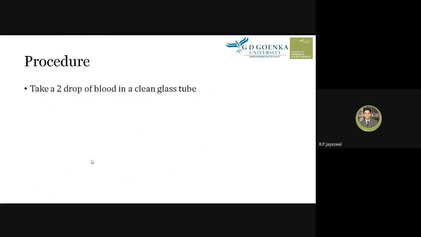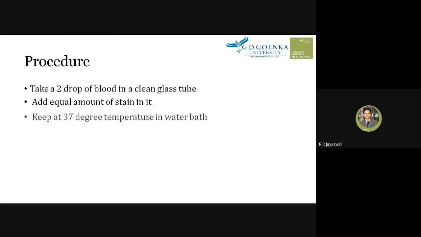You have to take 2 drops of blood in a clean glass tube. This is the first step in the procedure. So only 2 drops of blood are required in a test tube. The fresh blood should be used. Add an equal amount of stain to it. So the stain that you have taken as a requirement, you can take an equal amount of the stain. So blood and the stain should be mixed in the ratio of 1:1. Okay, equal volume.